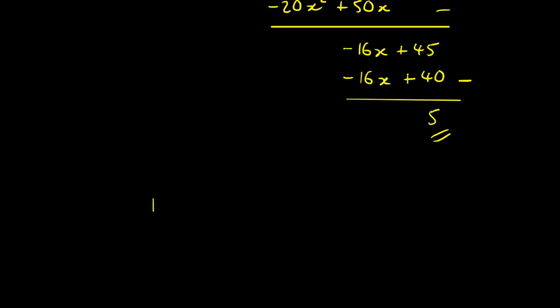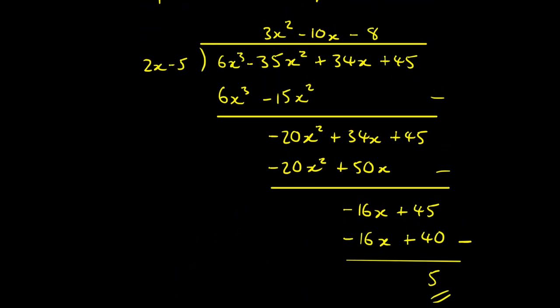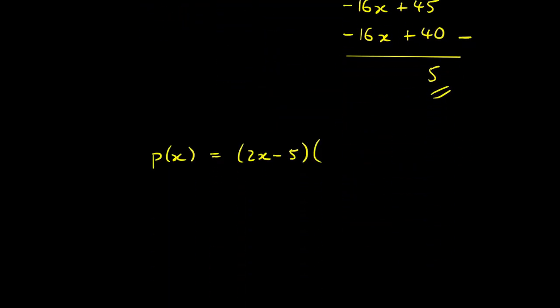The end result is that p of x is equal to 2x minus 5 times 3x squared minus 10x minus 8, and then with a remainder of 5, right? So this is our q of x. This is our remainder.